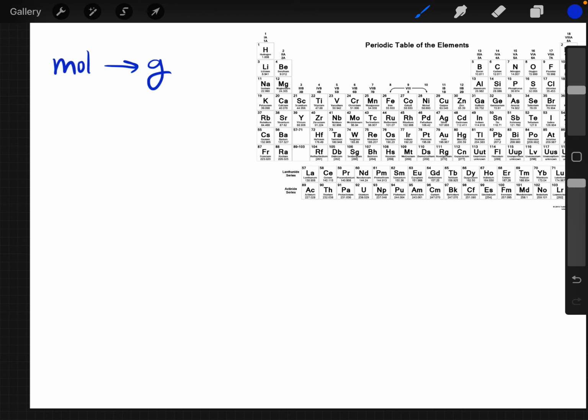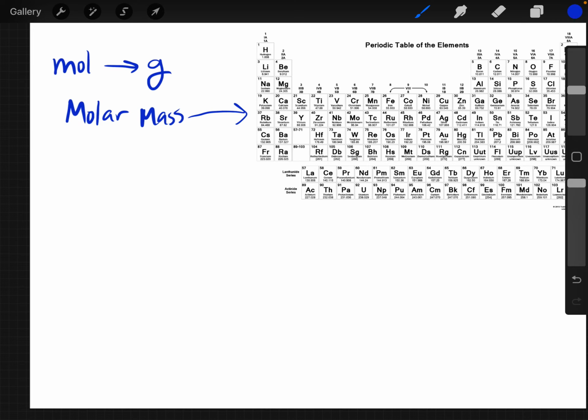Okay, in this video, I'm going to show you how to go from moles to grams. When we're converting between moles and grams, we use something called the molar mass. And you should know how to find the molar mass. You just use the periodic table and the chemical formula that you're given.